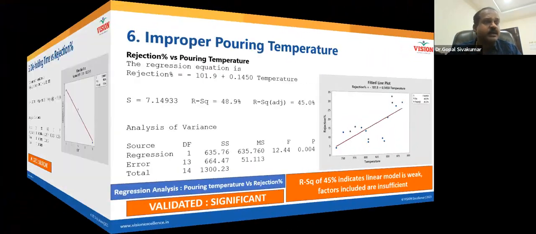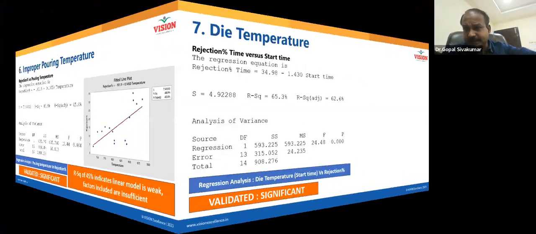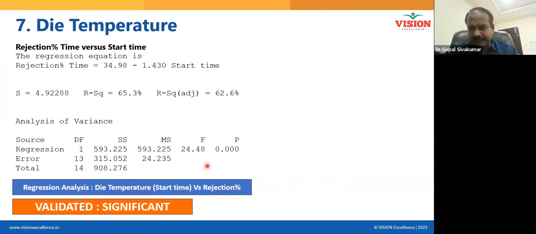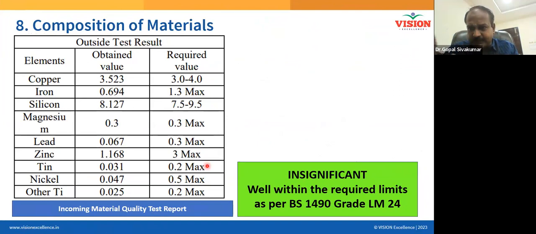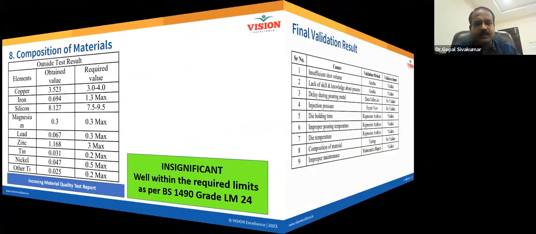All the three factors are measurable characteristics. Measurable characteristics means continuous. So all the three are critical, the significance is verified, and validation is done. Now the third party testing. The third party testing of the raw material has confirmed that the material is well within the standards, BS 1490 grade LM 24. You can see the obtained value and the required value, all the parameters are acceptable. So no issues with the supplier raw material quality.